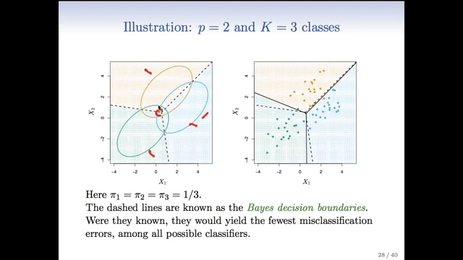And so if you knew the true densities, and in this case they're Gaussian, you'd get the exact decision boundaries. Again, these are called the Bayes decision boundaries. These are the true decision boundaries.